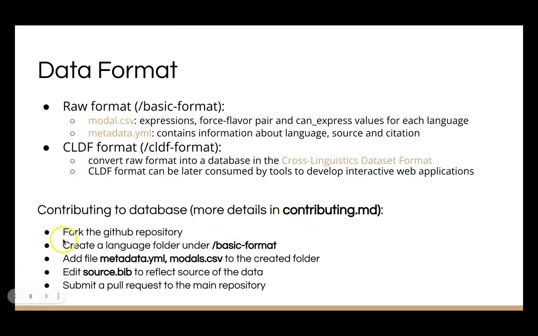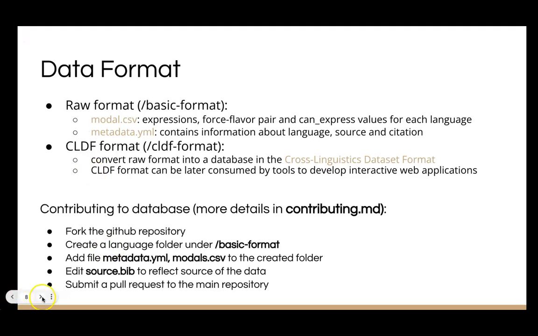It follows a very simple fork and pull mechanism where you fork the GitHub repo, you create the language folder, you add the required files that I just described to the folder, you add the source bib, and you create the pull request. So right now, we know how to contribute to the database.